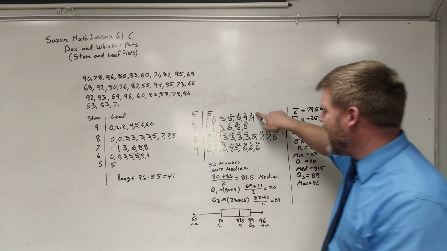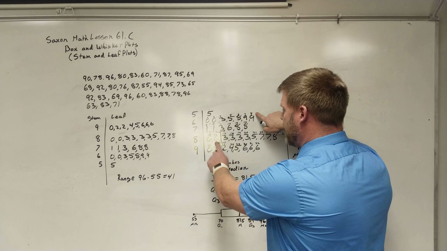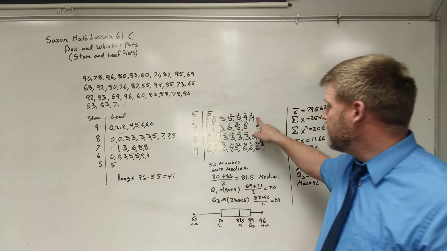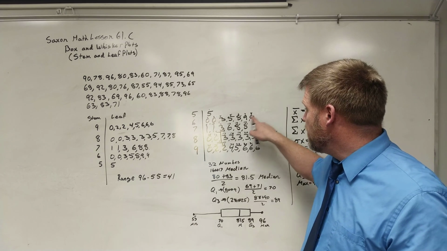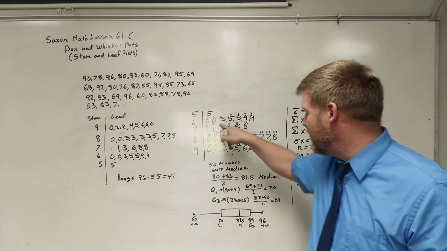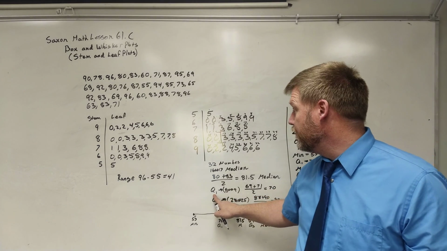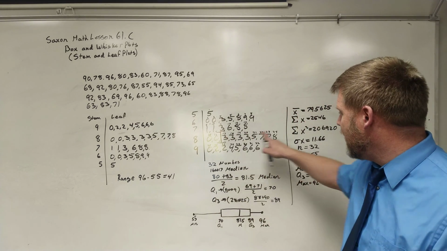That's going to be between the 8th and the 9th number, right? Because 16 divided by 2 is 8, so it's between the 8th and 9th. So between 69 and 71. I average those two and I get 70. That's my quartile 1.